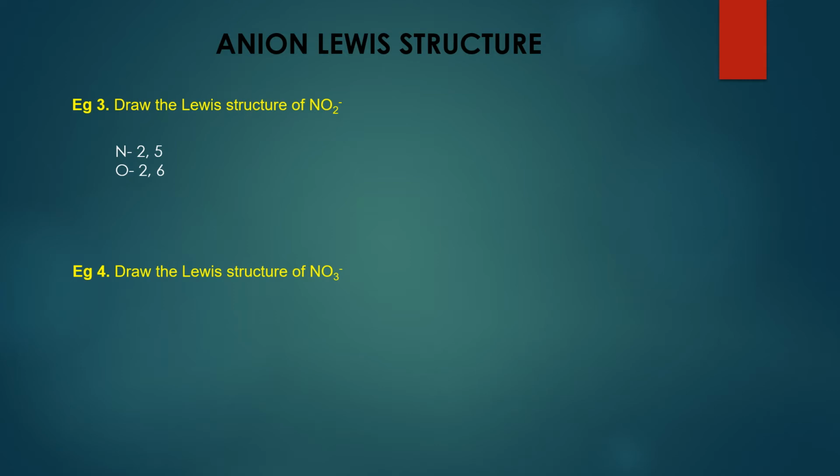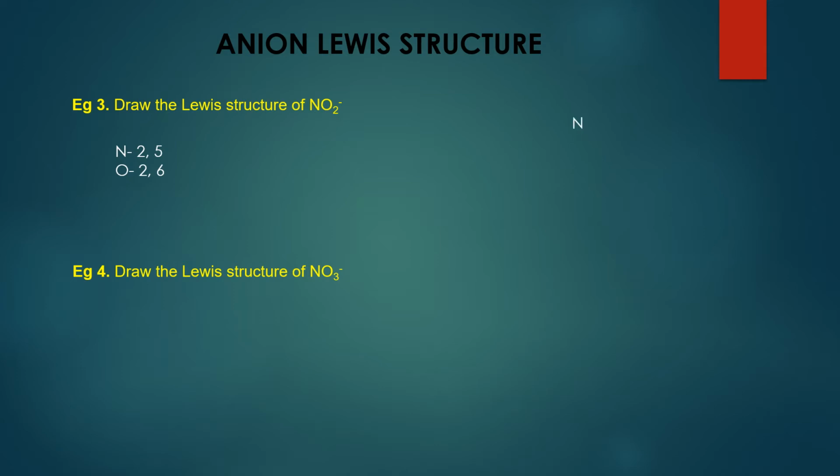The configuration of nitrogen is 2,5, while the configuration of oxygen is 2,6. Now you can see that I have written a very basic configuration here, which is okay because we are not going to be penalized by writing this configuration. This is just our working to work out the valence electrons and work out the repulsion on the molecule or the ion. Okay, so the valence electron on nitrogen is 5, while the valence electron on oxygen is 6.